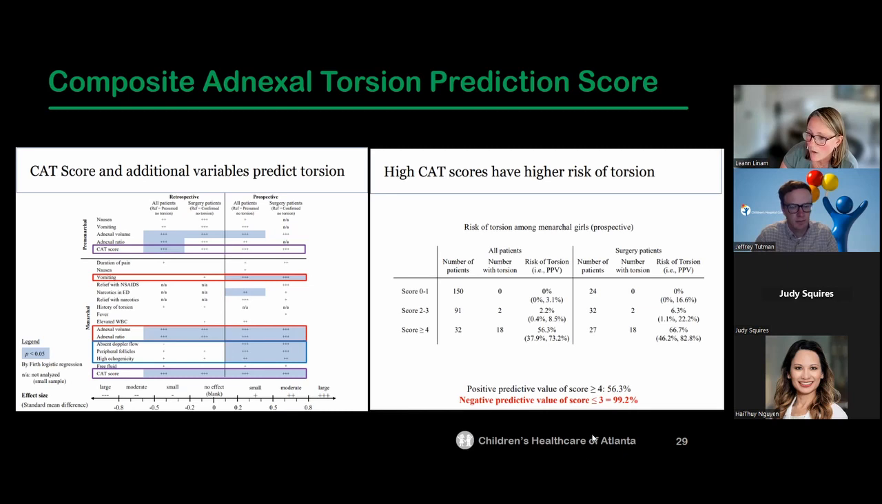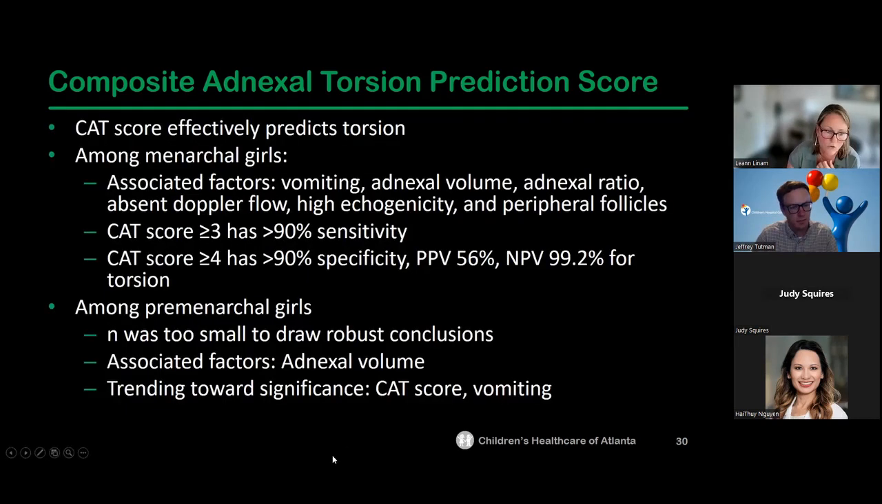But what I want to point out, the most important thing is that the negative predictive value of a score less than or equal to 3 was 99%. So I think that this is a great tool to triage patients and decide who needs to go to surgery. So just a summary of that.